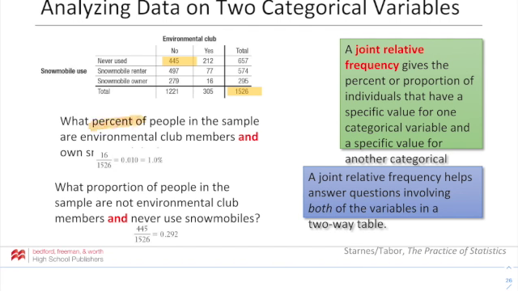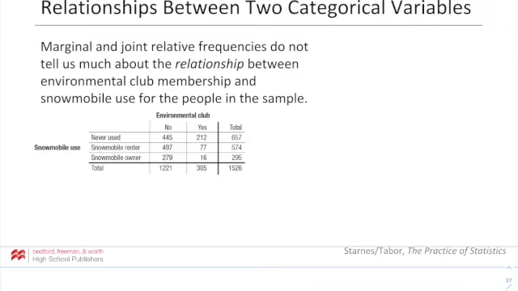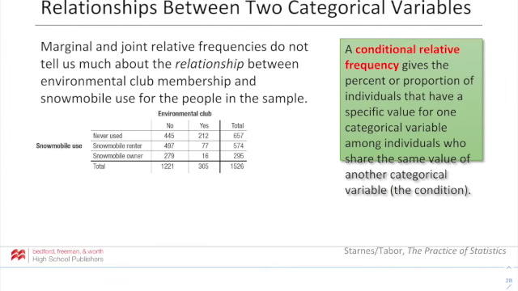Now, there's a difference between these two questions. The first question asks for percent, the second one asks for proportion. Remember that a percent is a number between 0 and 100, whereas a proportion is between 0 and 1. A proportion is a decimal value. If we take that proportion and multiply by 100, it converts it to the percent. All right, so marginal and joint relative frequencies do not tell us much about the relationship. So we're going to look at what is called a conditional relative frequency.